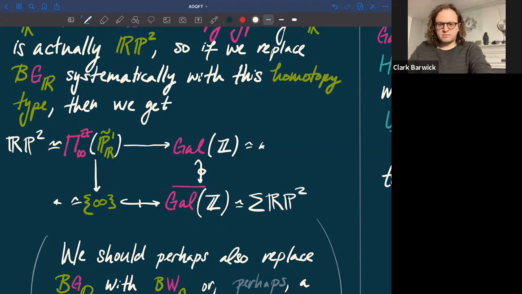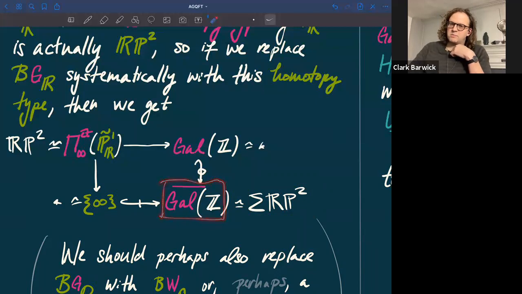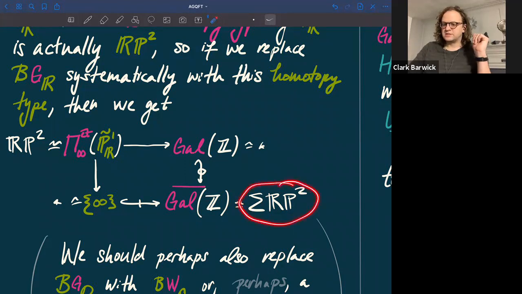Which is, it's certainly not an oriented three-manifold in any sense, but it does have cohomological dimension 3. And so for that reason, I would propose that this is the correct étale homotopy type of the compactification of Gal of Z. So this is now starting to look a lot more promising. This is a lot closer to our MF object.